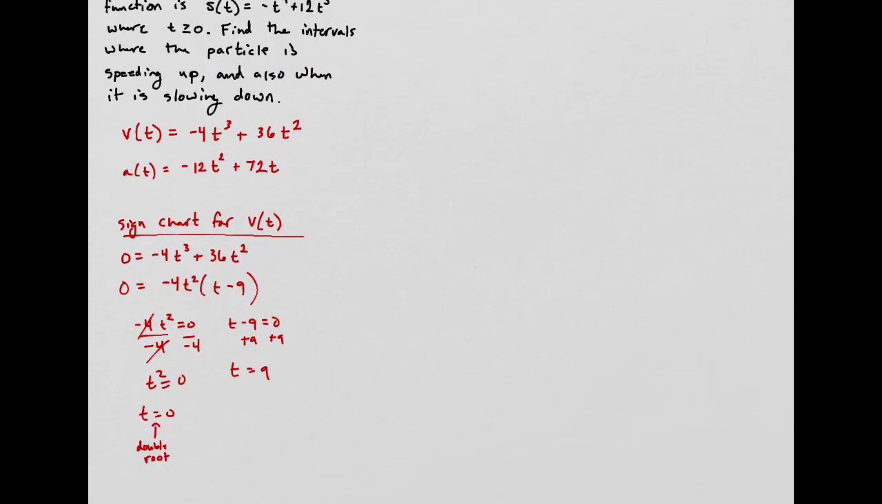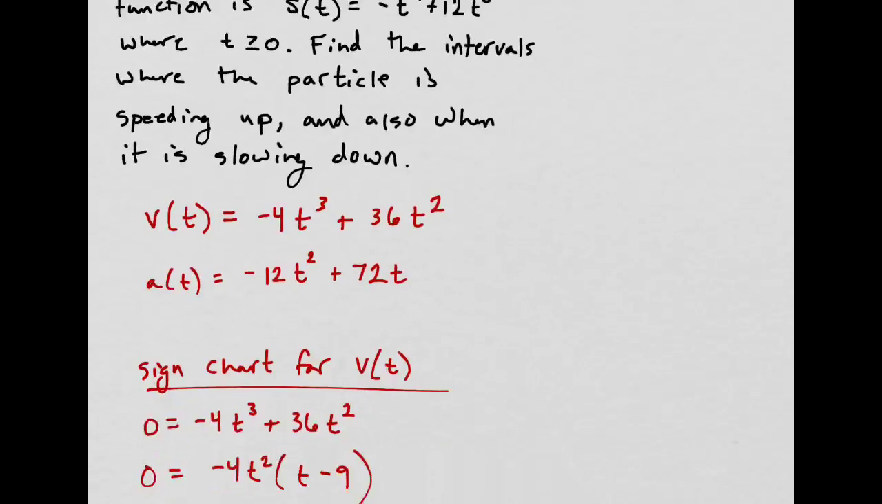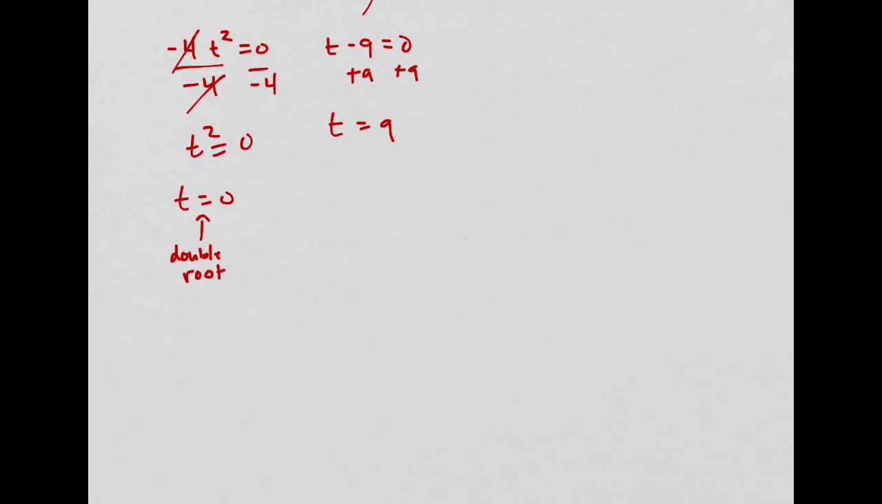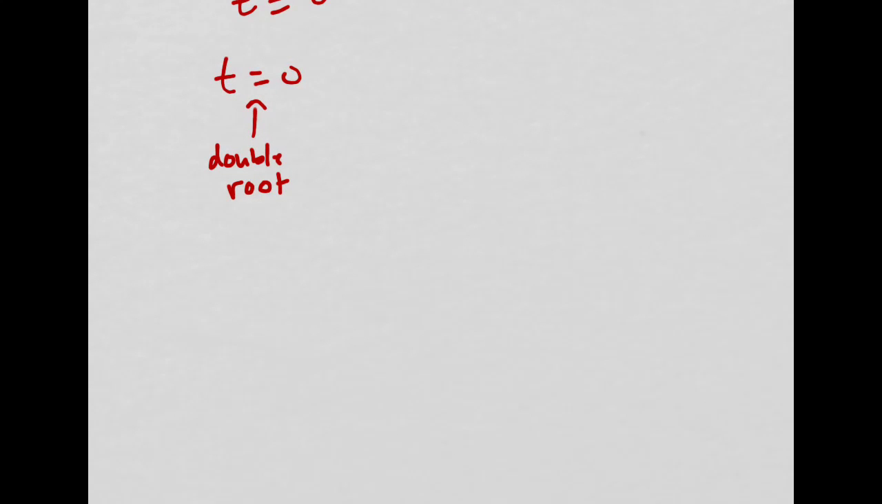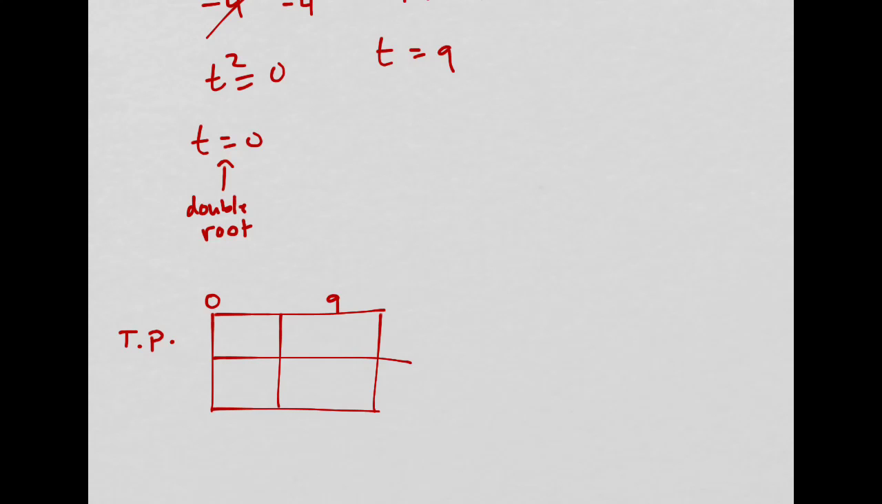However, remember, t has to be greater than or equal to 0. It can't be smaller than 0. So for our sign chart, I have one critical value as 0 and the other one as 9. And I don't have to pick anything below 0. So here will be my test points, and then here will be the sign of v of t.